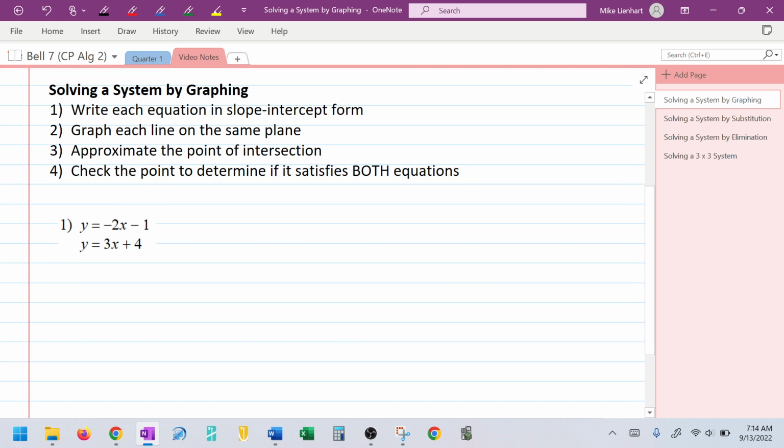So to solve a system by graphing, I'm going to follow these 4 steps. Write each equation in slope-intercept form. That makes it easier for us to graph. We're going to graph each line on the same coordinate plane. Then, hopefully our graphs are drawn well enough, we're going to be able to approximate the point of intersection. And then we're going to test that point to determine if it satisfies both. In order for it to be a solution, it has to satisfy both. In other words, when I plug x in and simplify, I should get that y value.